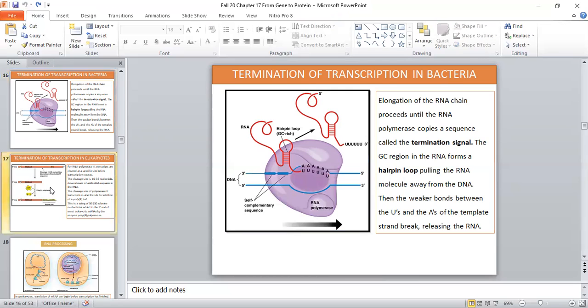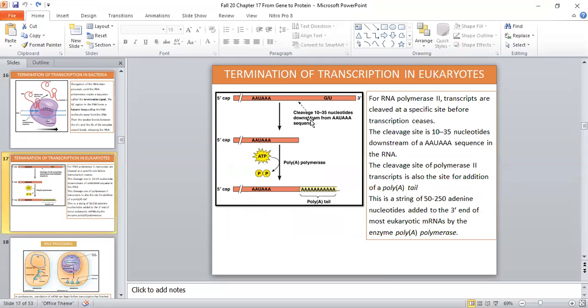Now if you see termination of transcription in eukaryotes, in eukaryotes this is different. What happens? They are using energy, ATP. Look. So stop codon will come, correct? Yes. So now for polymerase 2, the transcripts are cleaved and broken down at a specific site before transcription ceases.